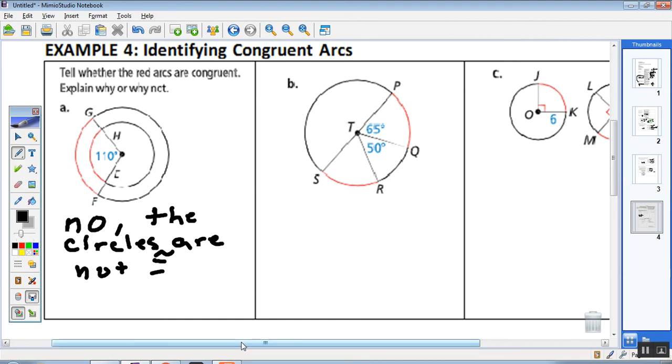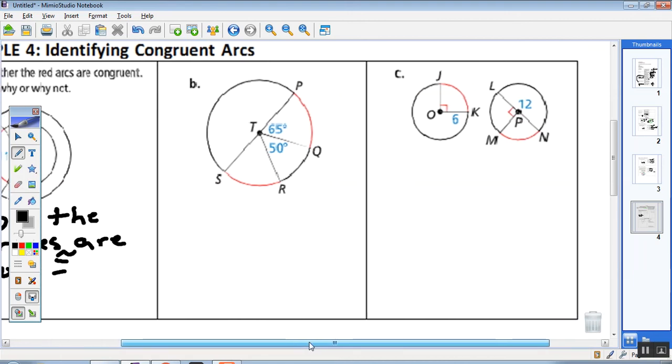Okay. Now, here I have arcs of the same circle. What's this arc measure have to be right here from S to R? 65 degrees right here, right? So the question is, is this arc in red right here the same as this one? Well, what's true about their arc measures in terms of degrees, kids? They're the same. The arc measure is 65 degrees in each case. Are they of the same circle? Yes. So are these congruent? Yes.